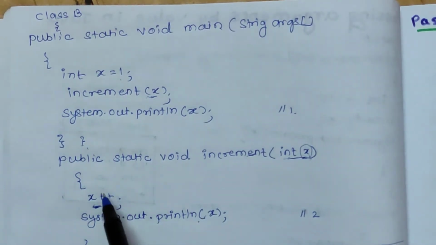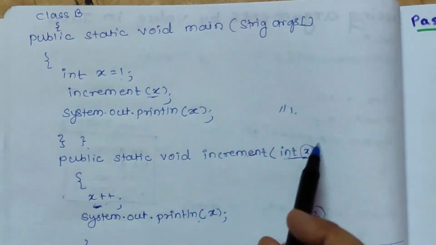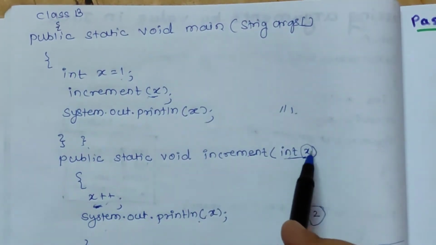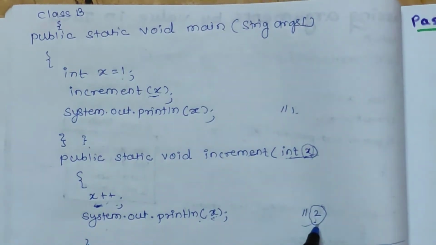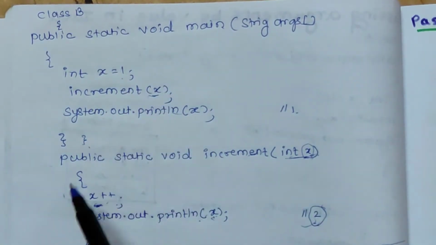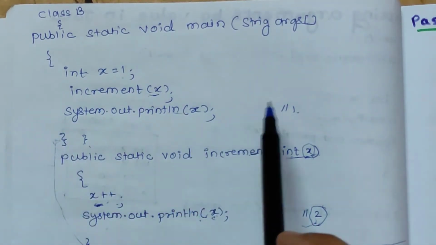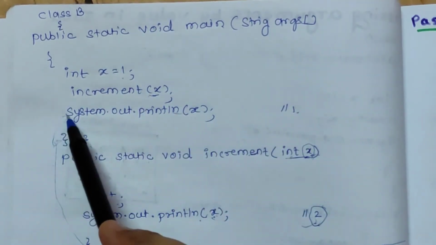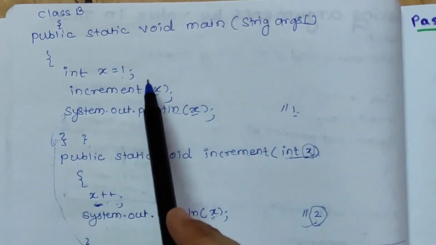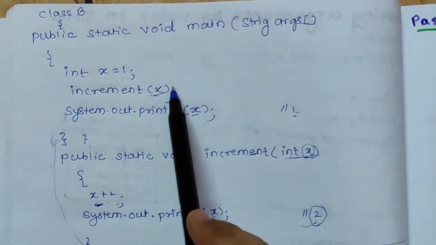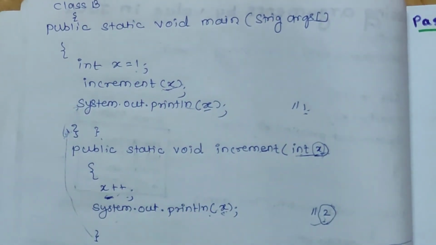So here output will be 2 because the value we are passing is 1 here, and this 1 will be incremented and then the value will be 2 here, and after coming back the control to this point the value will be 1 here because we are out of the block, and the value of x is the old value which is in this main method. So this is the concept behind call by value.